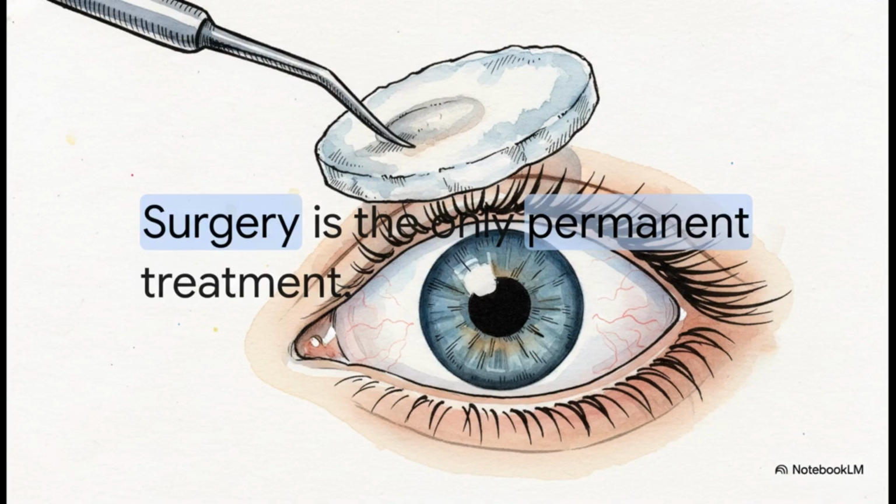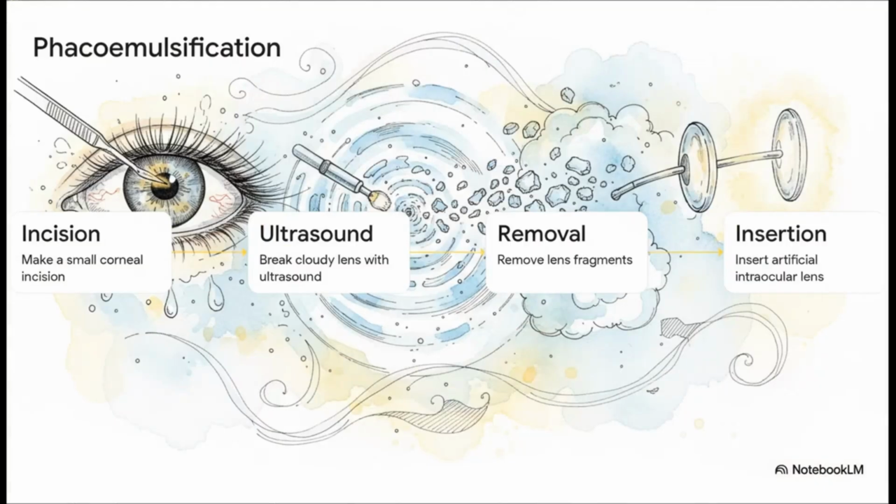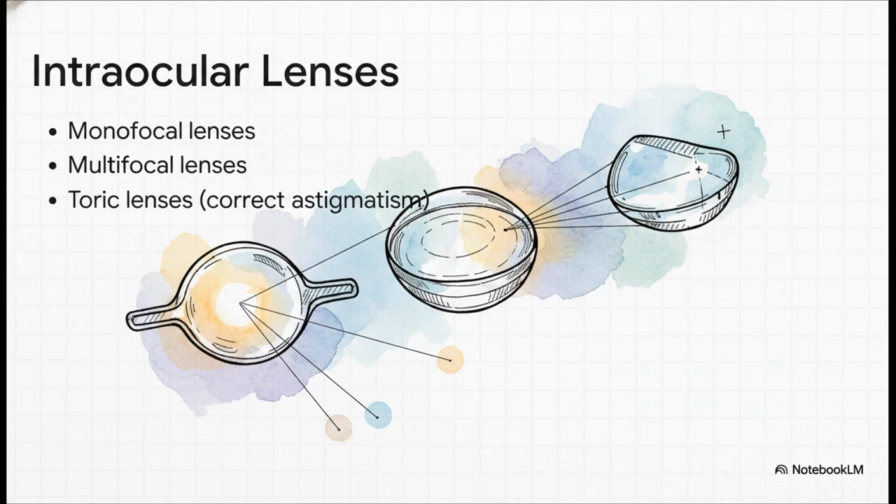Let's demystify this brilliant procedure called phacoemulsification, an elegant process that takes less than 30 minutes. The surgeon makes a microscopic incision in the cornea. A tiny probe uses high-frequency ultrasound to gently break up that cloudy lens. Those little fragments are safely suctioned out. A brand new clear artificial intraocular lens is smoothly inserted. The incision is so incredibly tiny, it usually heals entirely on its own without a single stitch. Absolutely amazing.